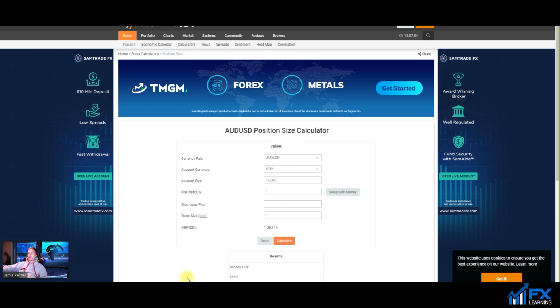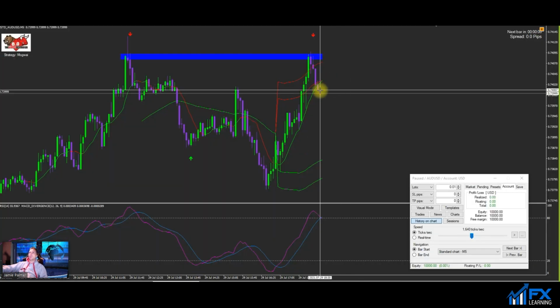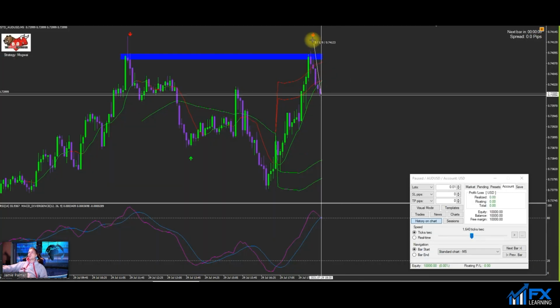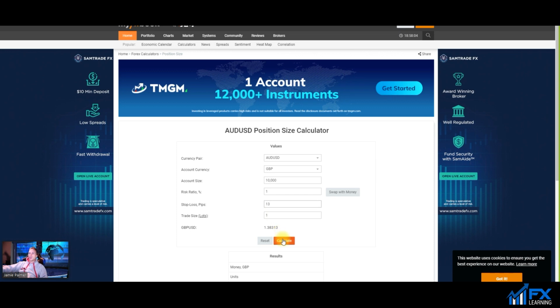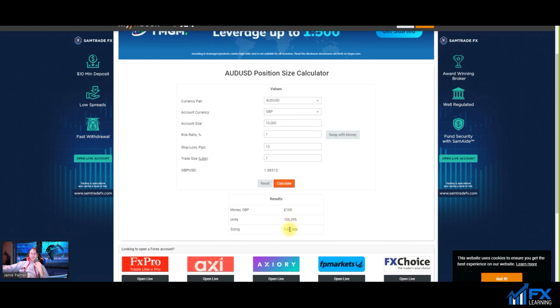My stop loss, what was my stop loss? I think it was 12 pips, wasn't it? Okay, so yeah, no, we'll go with 13 pips. Okay, so 13 pip stop loss. And there you go here. This now tells me the lot size I'm using and how much risk I am taking on this trade.